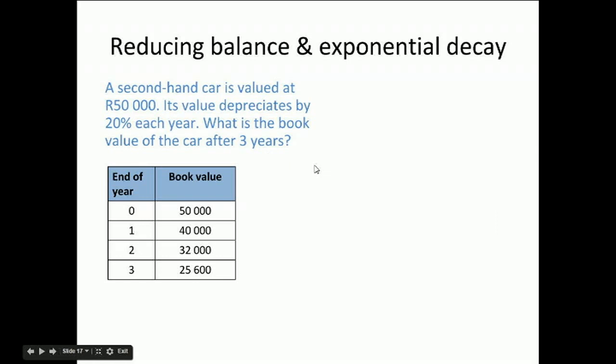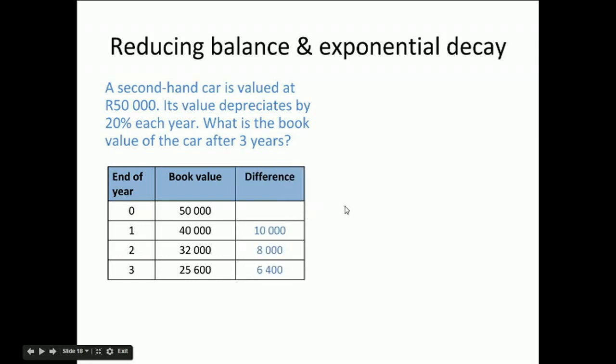A second-hand car is valued at 50,000 Rand. Its value depreciates by 20% each year. What is the book value of the car after 3 years? So just reminding again, after 3 years is the same as at the end of year 3. We've done these calculations already. We've shown them. So the purpose here was just to pull them back in again. And then picking up on your point from earlier to show that the difference changes. So the biggest difference is 10,000. And then it goes down. And it doesn't go down by the same amount. It goes down by smaller amounts, as we saw. Okay.